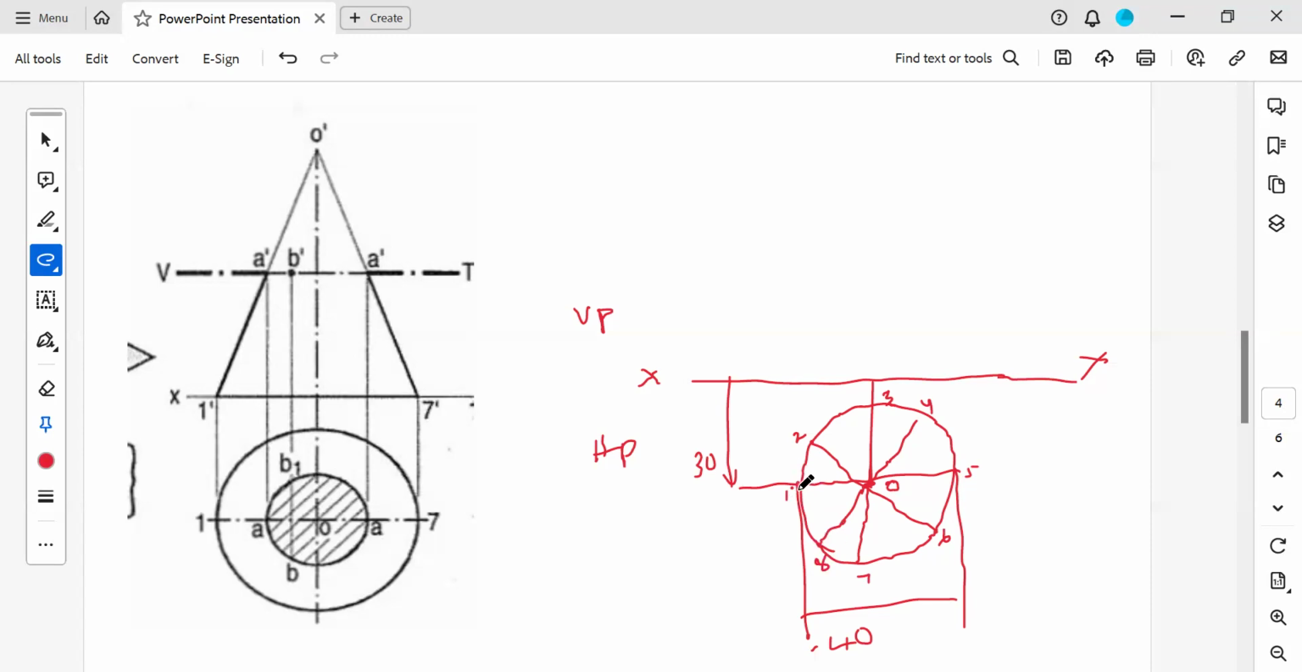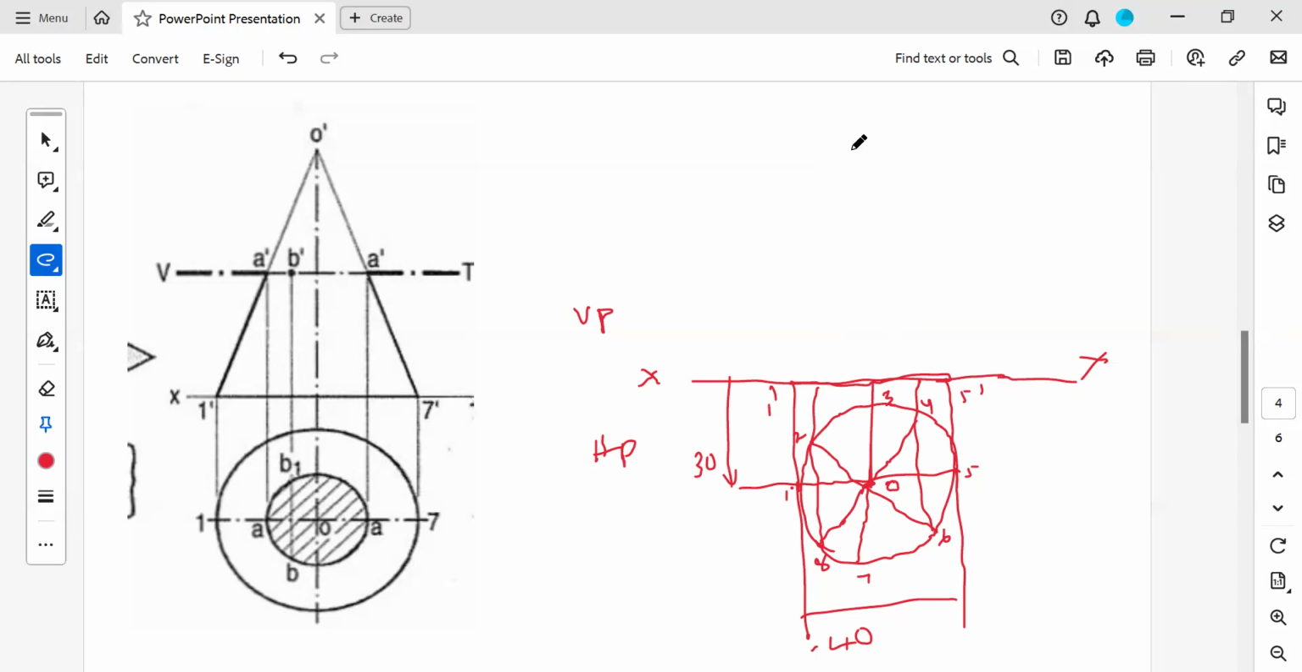Next, you take the projections from the top view. This will be the top view projection, and this will be the base of the front view. This will be 1 dash, and here it will be 5 dash, like this you will get.